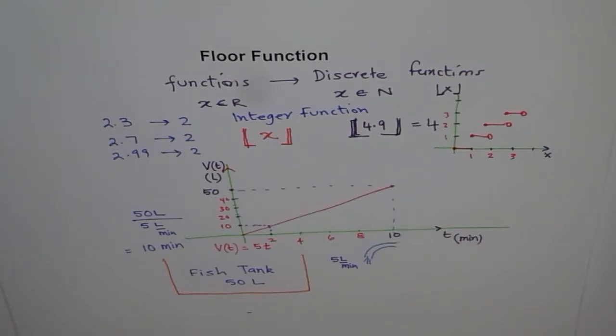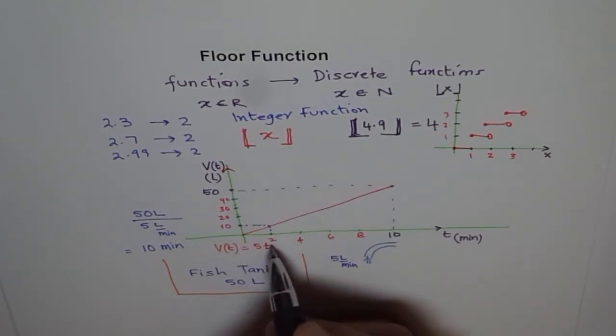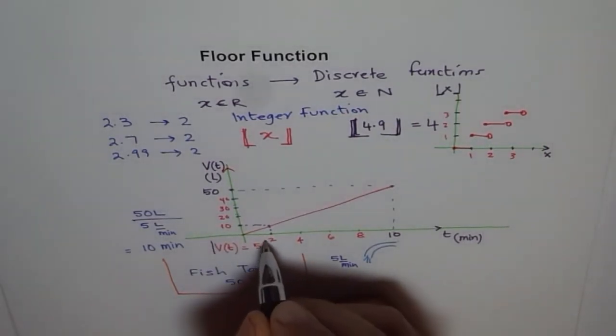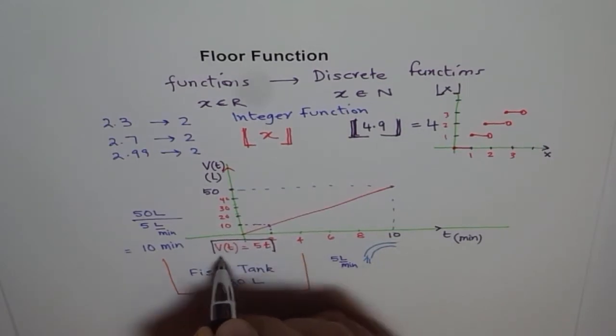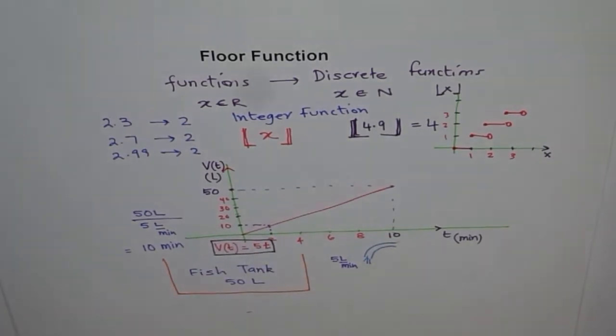What is the volume in the tank at any instance of time? Well, the volume is 5 times t, right? Not square, 5 times t. That is our formula. Somebody may get confused, so let me write it. V(t) is 5 times t. If t is 2.5, 2.5 times 5, right? So like that.